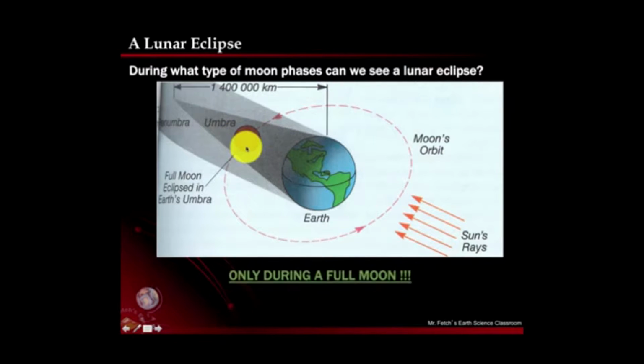So during a lunar eclipse, you can actually see the full moon enter into the shadow and then back out of this shadow during the eclipse. So full moon is required in order for us to have a lunar eclipse, because the moon must be located on this side of Earth, and when the moon is located here, it is a full moon.